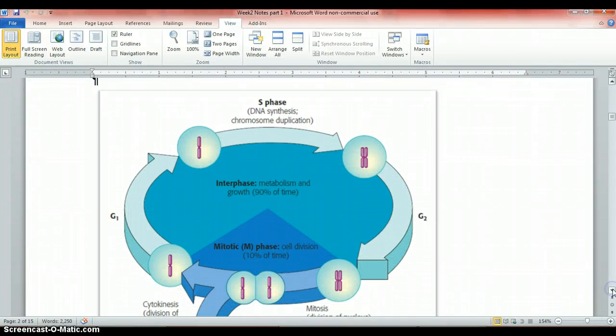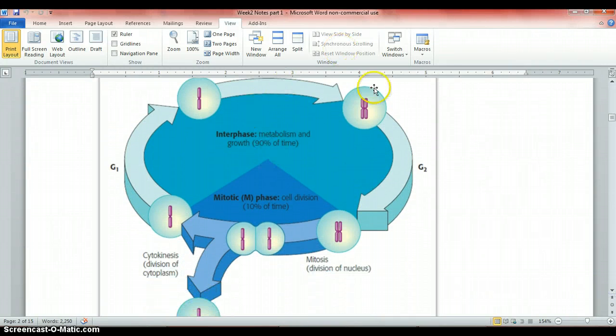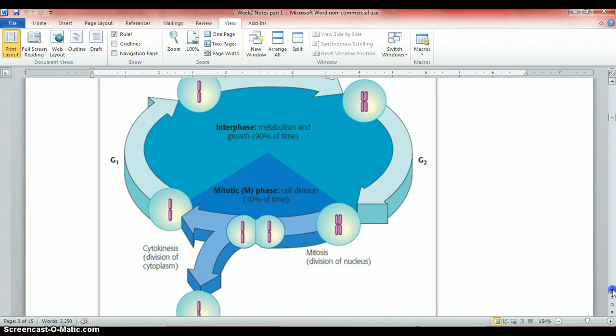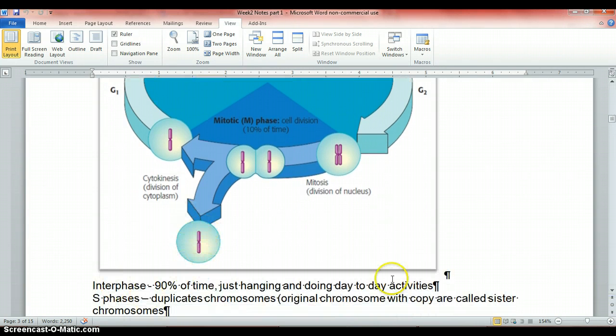Alright, so here's the general phases. Most of our time our cell's in interphase, or just kind of hangs out and grows and doesn't do too much, just its normal everyday duties. And once in a while it goes through the mitosis or the meiotic stage. That's only about 10% of the time. That's when it produces a clone.